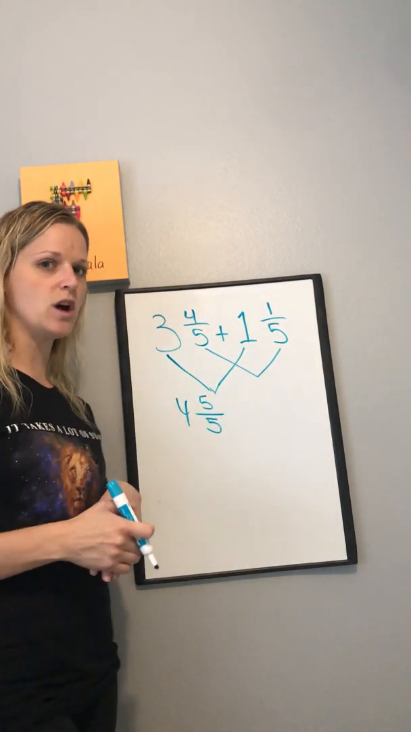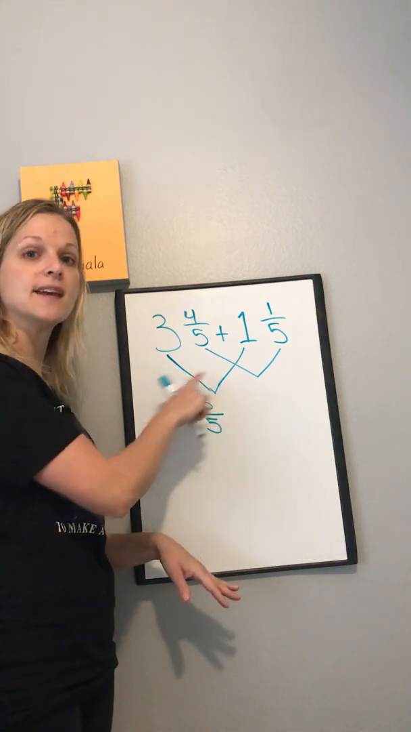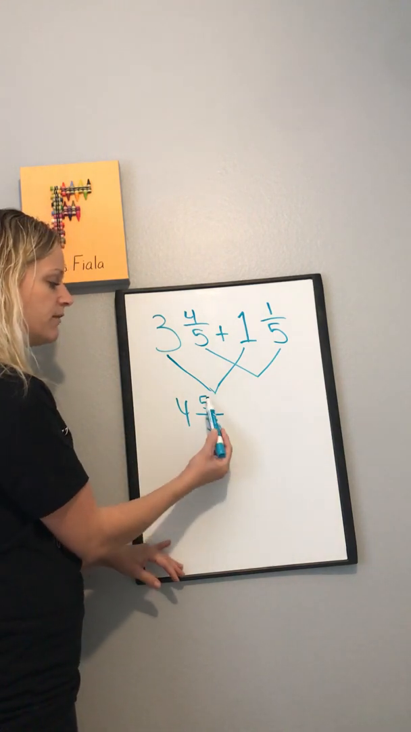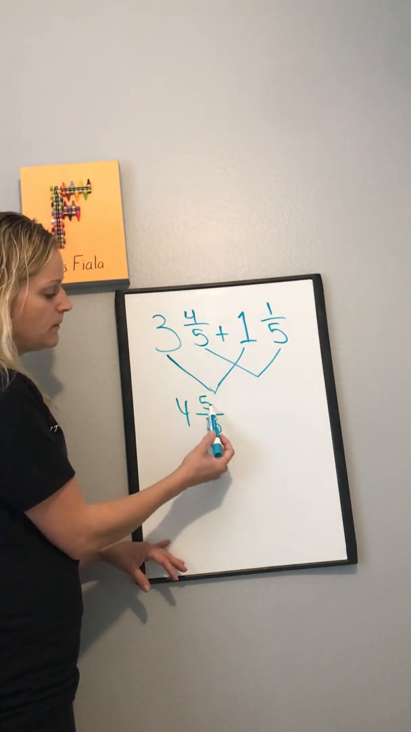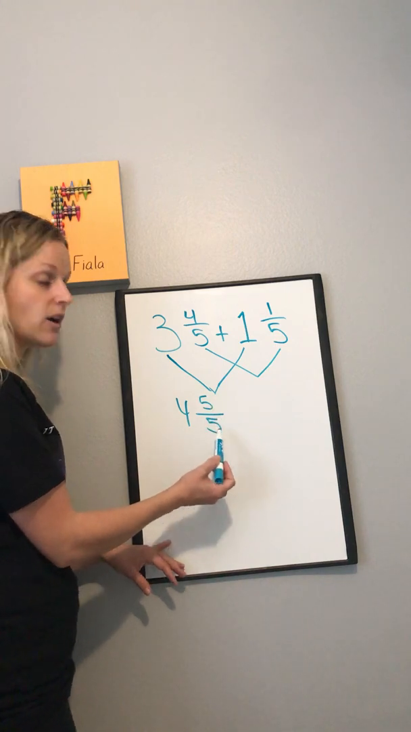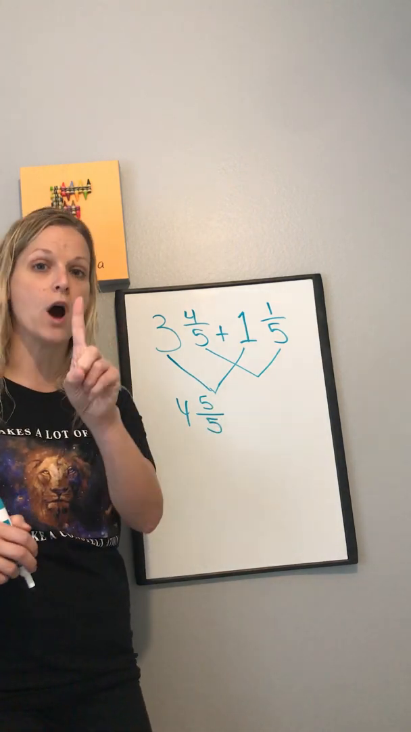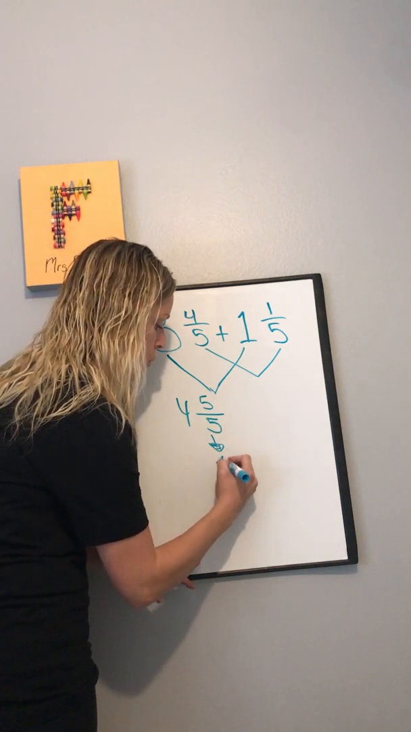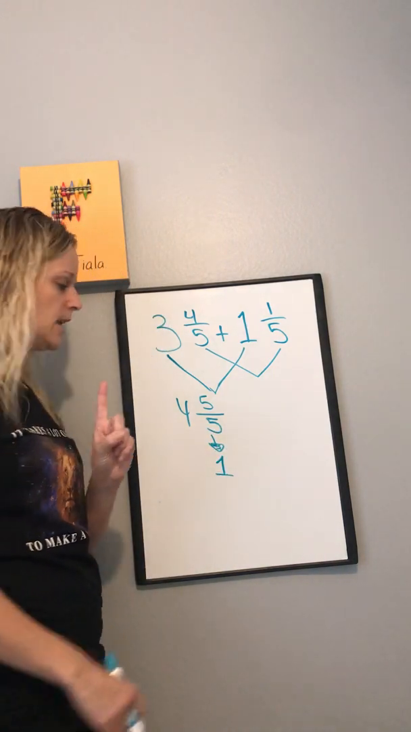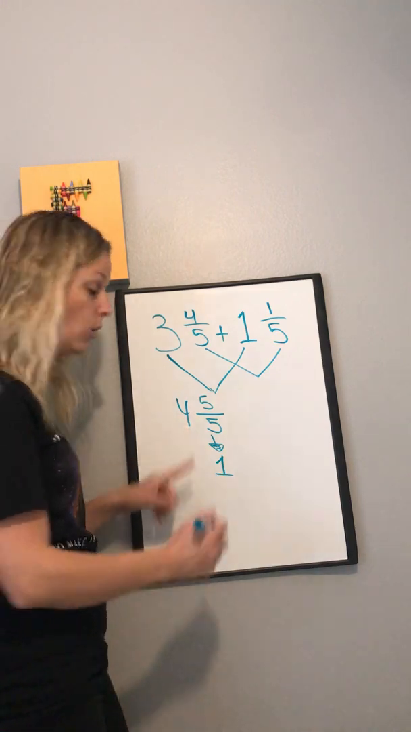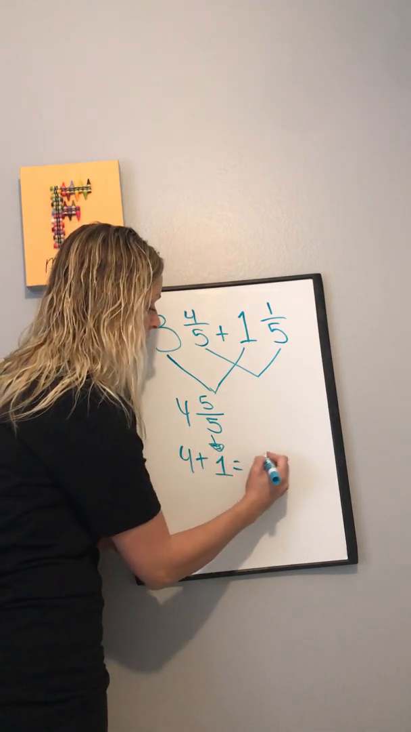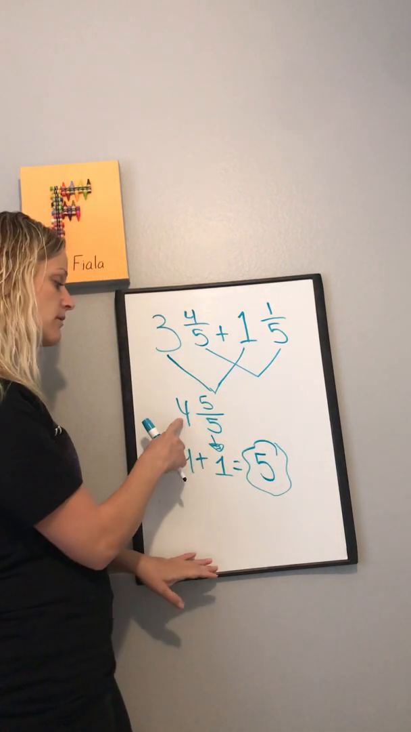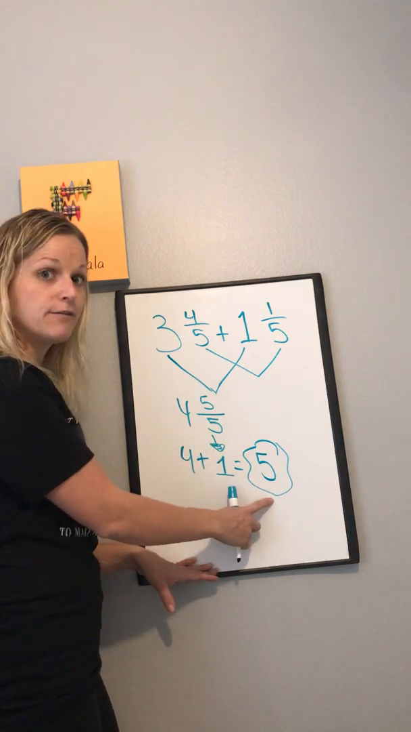Now, this one is tricky because some of us will leave it like this. Okay, we can't leave this like this because remember, what do we have here? 5/5. When the top number and the bottom number, the numerator and the denominator, are the same number, that equals 1 whole. So 5/5 actually equals 1 whole. Now I have to add that 1 whole to my 4 wholes I have here, and my answer is 5 wholes. There's no fraction with it. So my answer isn't 4 and 5/5, it is 5. Okay?